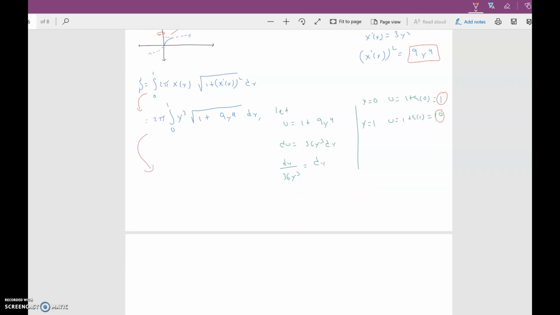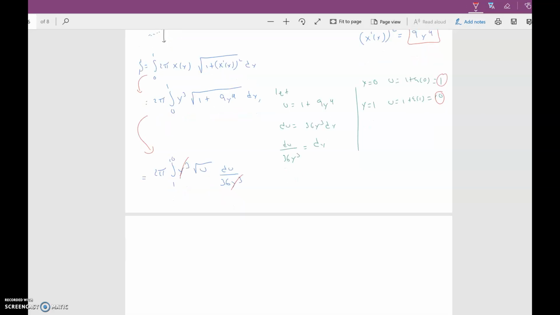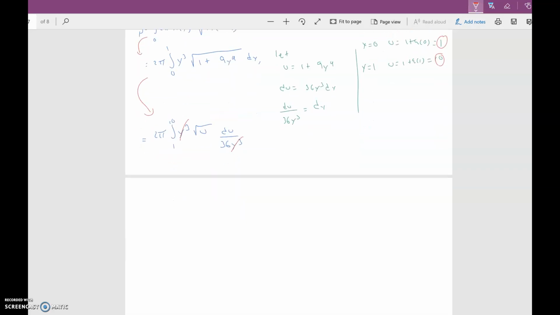And let me just go to the next step so we can cancel and express everything as a y. So this is equivalent to a 2 pi integral, no longer from 0, it's going to be from 1 to 10 of y to the third square root of u, and then du over 36y to the third. And this is the portion that worked almost the same as the parametric, the cancellation. So let me just put it on the next page.